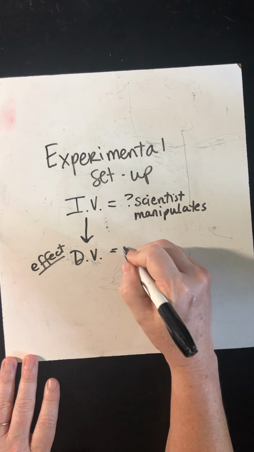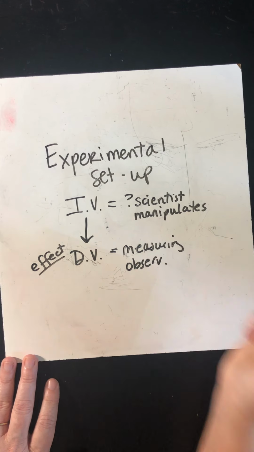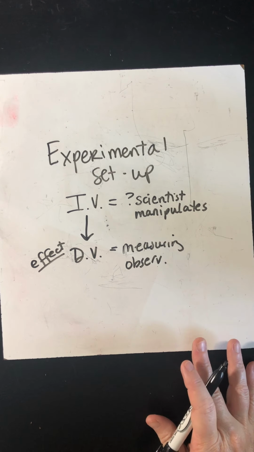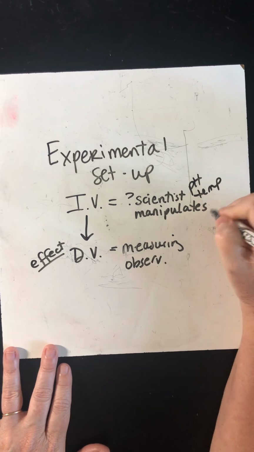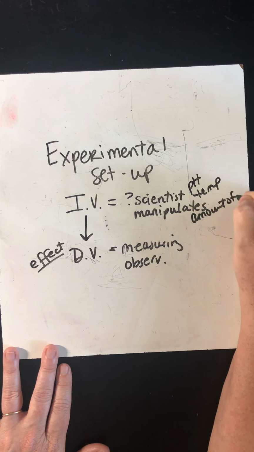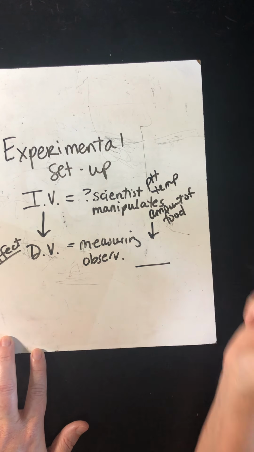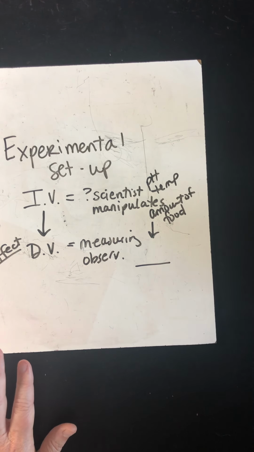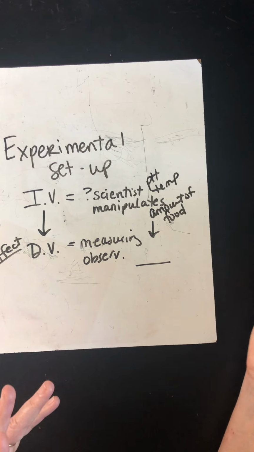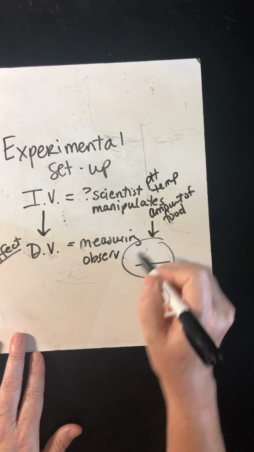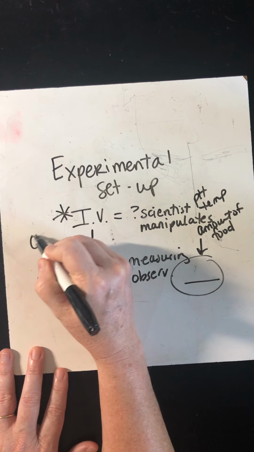So whatever you are measuring or observing in your experiment, that is your dependent variable. If you're changing the pH, the temperature, the amount of food, whatever manipulation you are doing, the thing that happens because of it, how long it lives, how tall it grows, how much carbon dioxide it makes, whatever you're measuring is your dependent variable. Okay? The key here is we only want to have one.